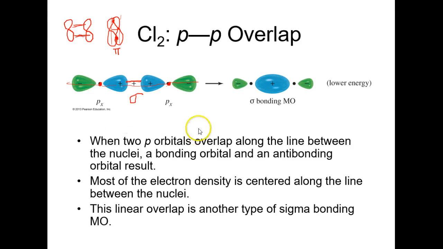So when two p orbitals overlap along the line between the nuclei, the bonding orbital, we're not going to worry about the anti-bonding orbitals, these little nodes here. We're not going to worry too much about that. Most electron density is in the middle, and the linear overlap is another type of sigma bond.